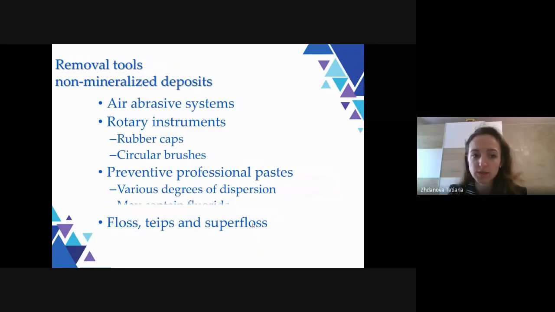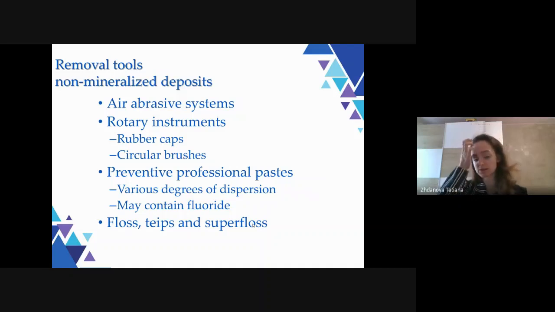Tools for removal of non-mineralized deposits. We can use the air abrasive system. Remember the airflow and different types of powder. We have three types of powder. First of all, it is sodium carbonate, the second calcium carbonate, and glycine. In pediatric dentistry, we can use calcium carbonate and glycine.